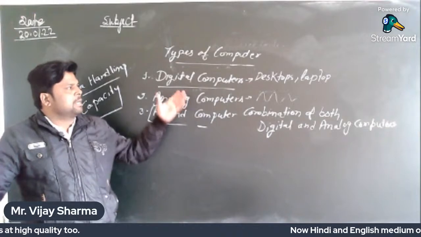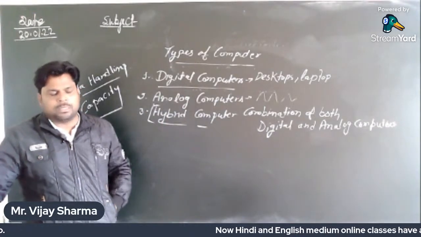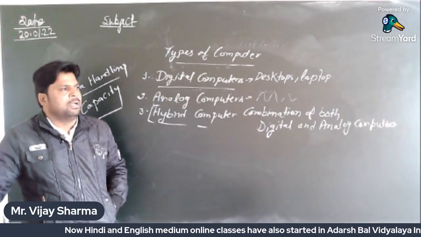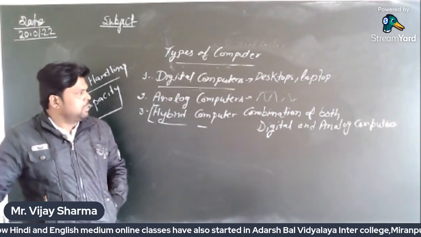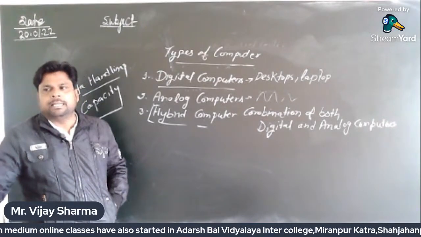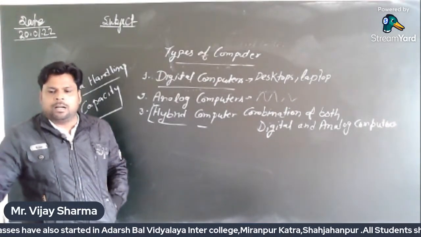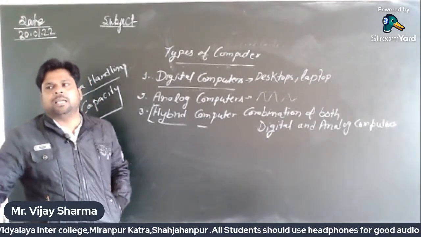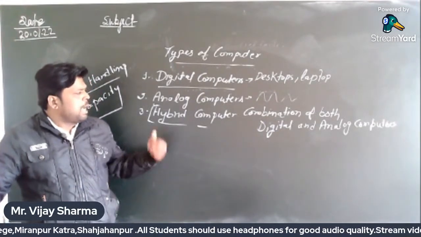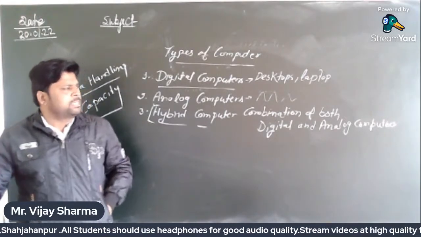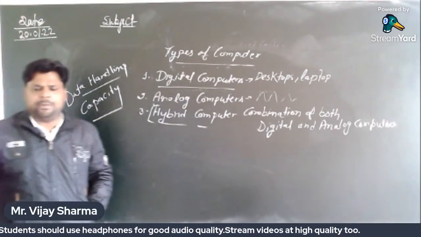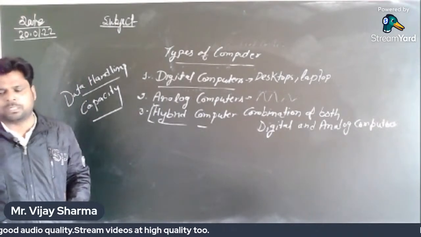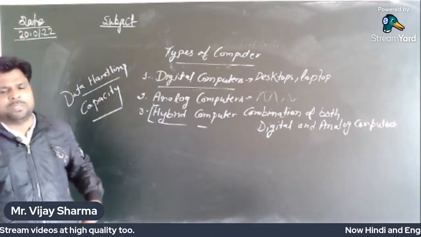Digital computers are used in our homes, like desktops and laptops. We can do anything, like numbering and calculations. We can also do logical operations. In the analog computer, we can see data only in a continuous way. This output depends on the continuous input data. A hybrid computer is a combination of both digital and analog computers. With the help of a hybrid computer, we can do both the things done by digital and analog computers. So these are some types of computers.